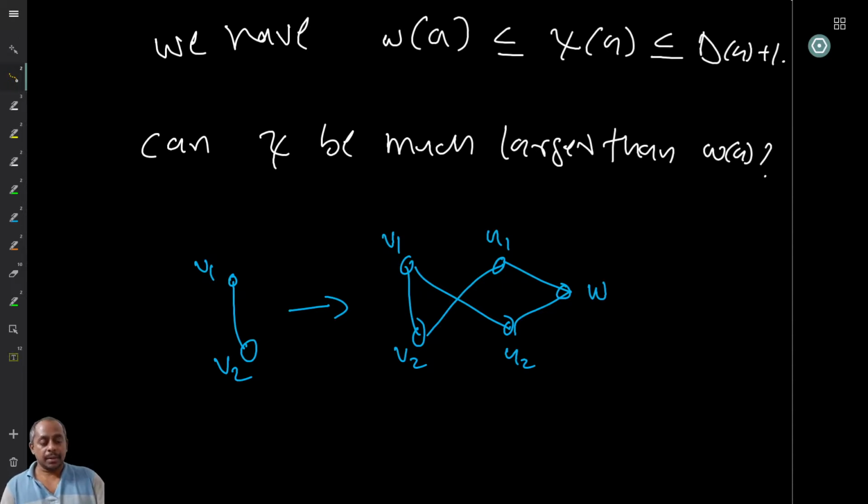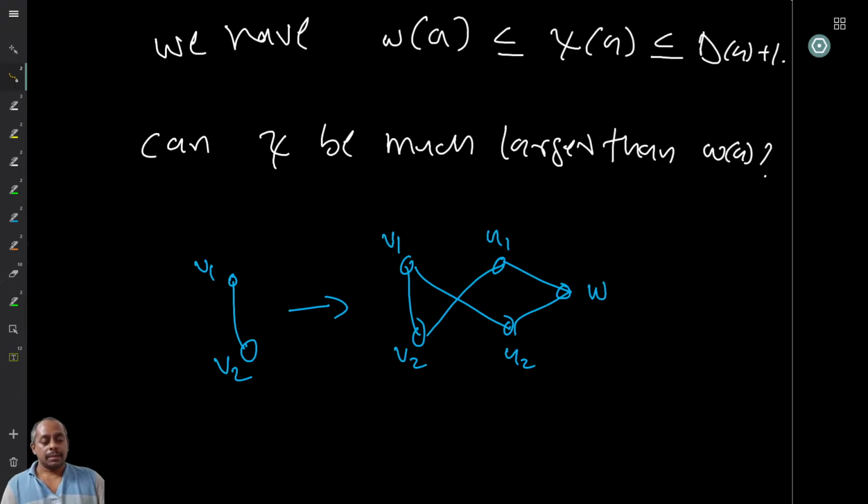So I make these copies of this graph, and then the neighbors of U1 are precisely the neighbors of V1. V1 had the neighbor V2, so therefore U1 has the neighbor V2. V2 had neighbor V1, therefore U2 has neighbor V1. Whatever is the neighbor of V1 in the graph G, those same vertices are going to be the neighbors of the corresponding vertex here also.